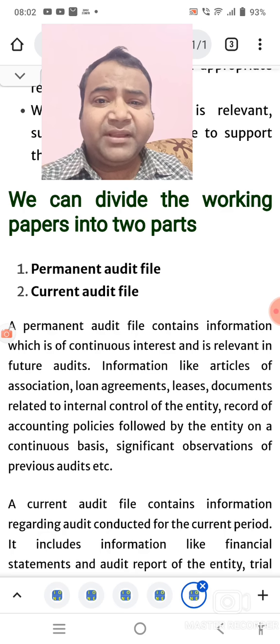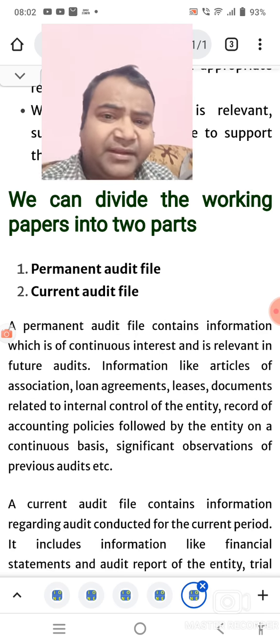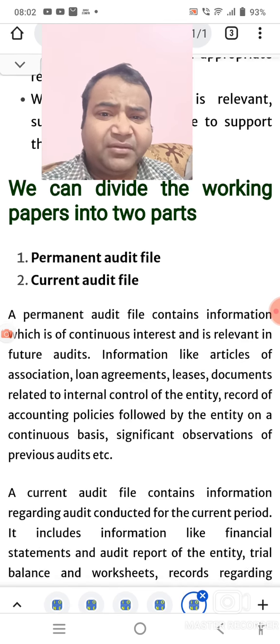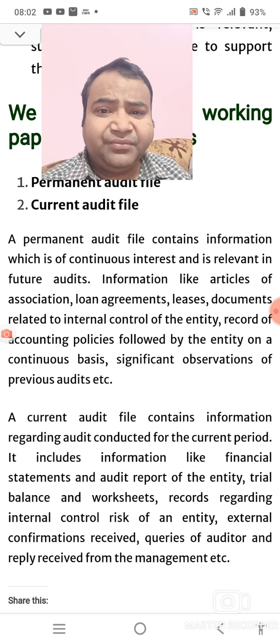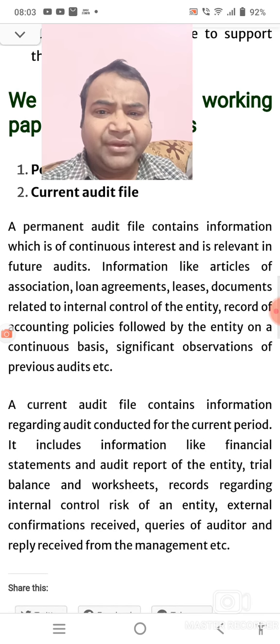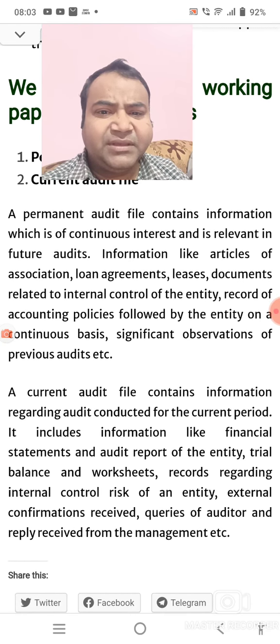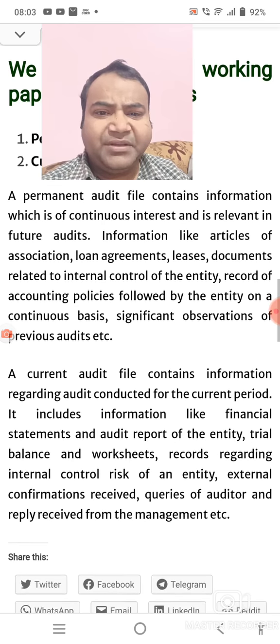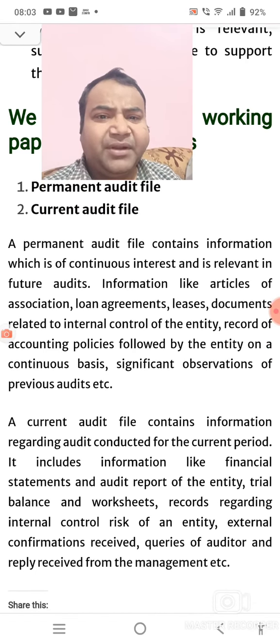We can divide the working papers into two parts: the permanent audit file and the current audit file. The permanent audit file contains information which is of continuous interest and is relevant in future audits. Information like articles of association, loan agreements, lease documents, documents related to internal control of the entity, record of accounting policies followed by the entity on a continuous basis, and significant observations of previous audits. These are called the permanent audit file.